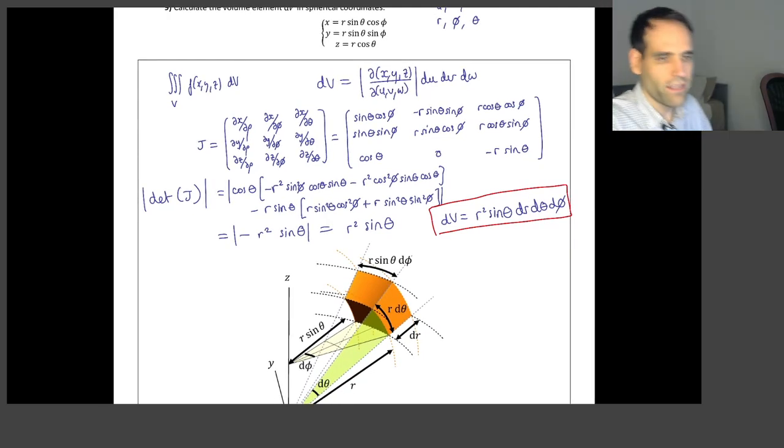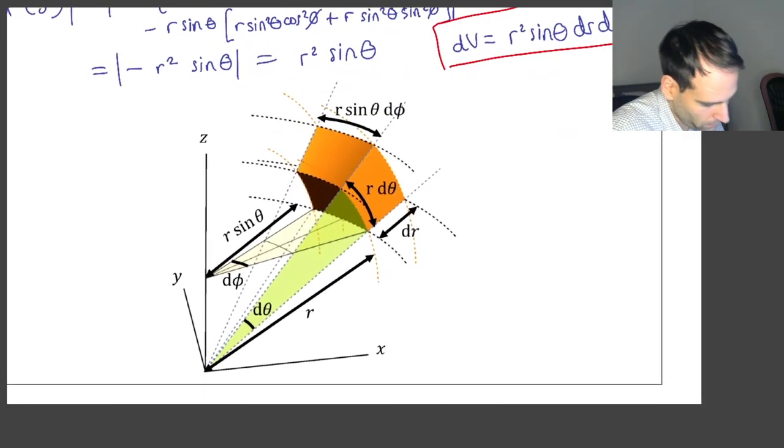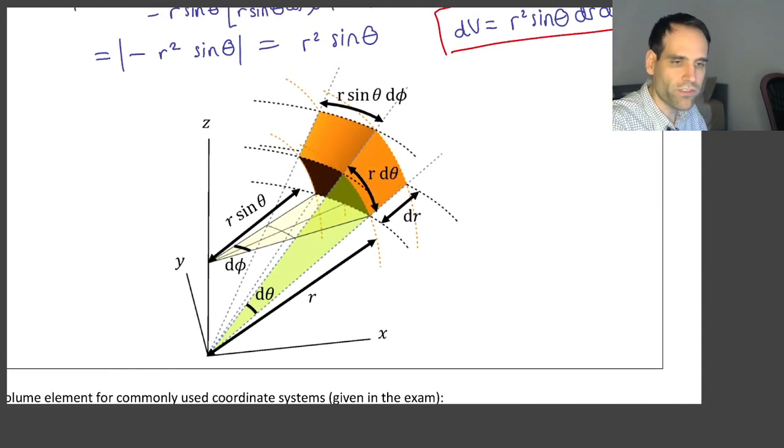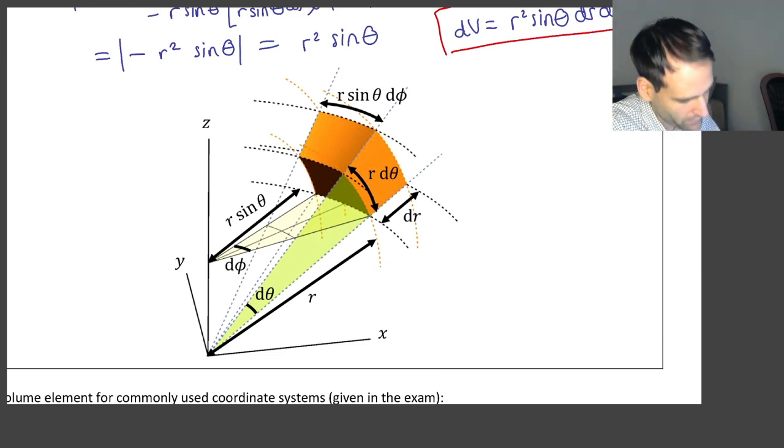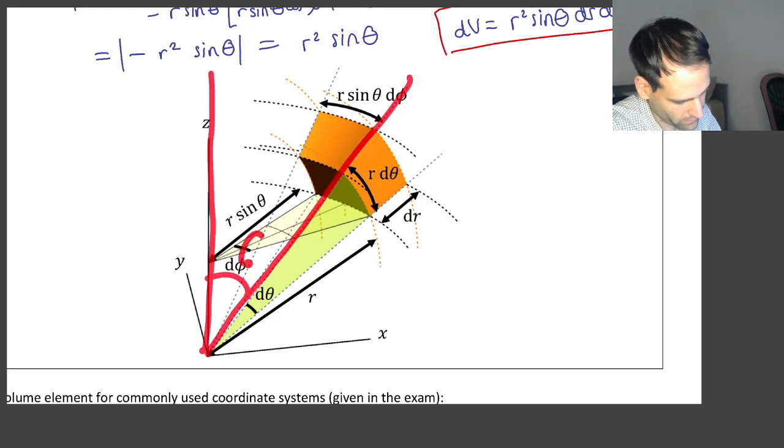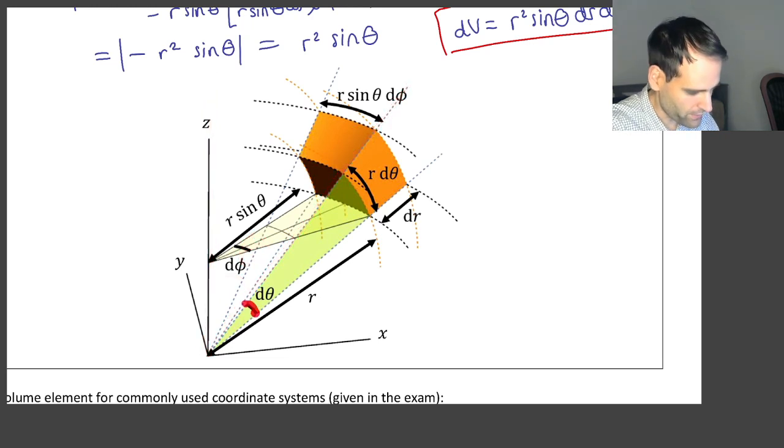Okay? So this was the method using the Jacobian. We could also have used the method of geometrical intuition. But this time it's a bit trickier because you have three coordinates, so it's not easy either to draw it or to imagine it. However, here I made an attempt at drawing it in Mathematica. So if you fix a certain radius and increase the radius by dr, then you fix a certain angle theta, which is the angle with respect to the z-axis, okay?